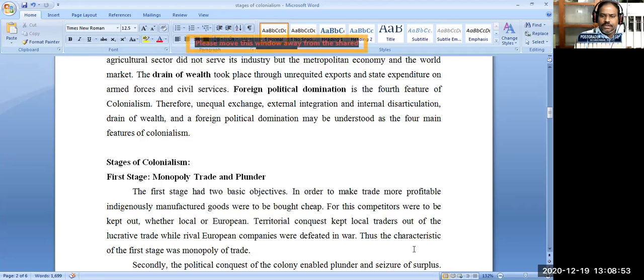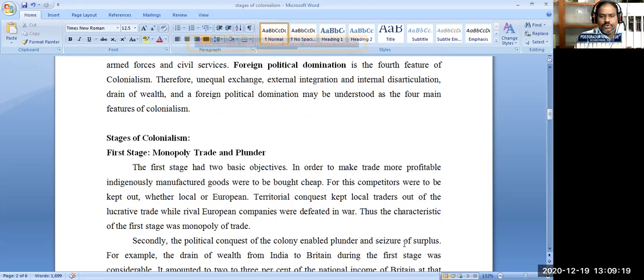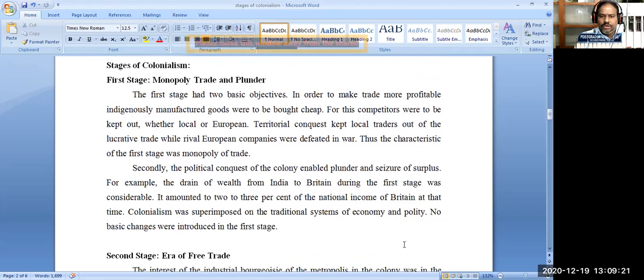The first stage had two basic objectives. In order to make trade more profitable, indigenously manufactured goods were to be bought cheap. For this, competitors were to be kept out, whether local or European. So territorial conquest kept local traders out of the lucrative trade, while rival European companies were defeated in war. Thus, the characteristic of the first stage was monopoly of trade.